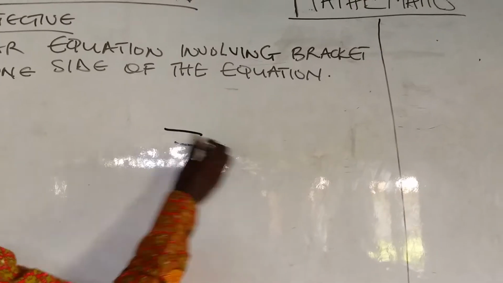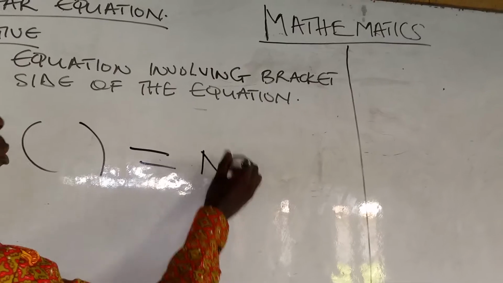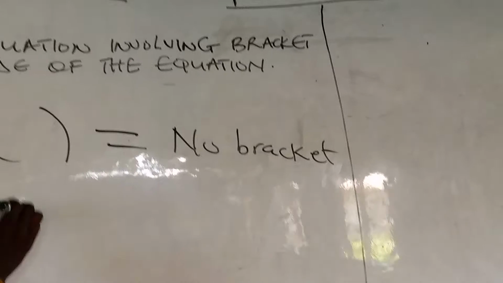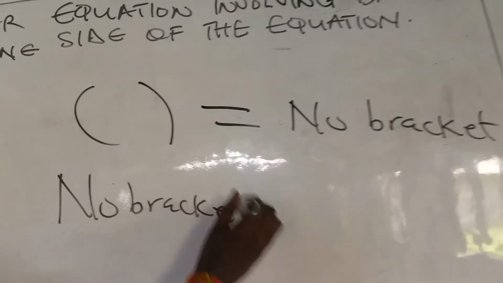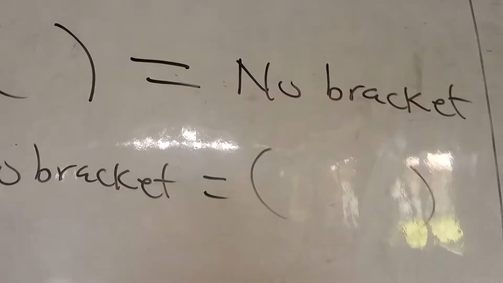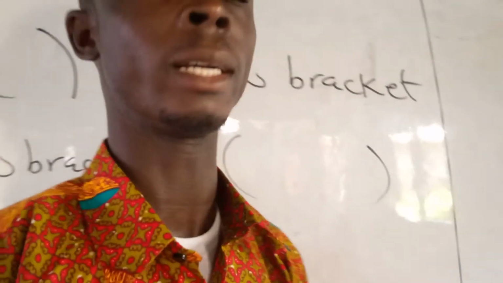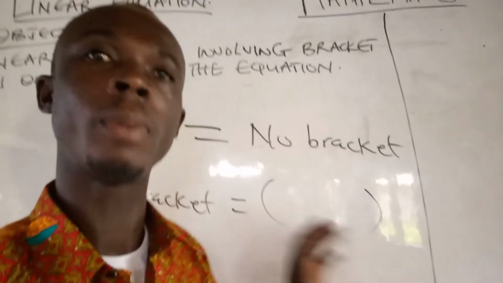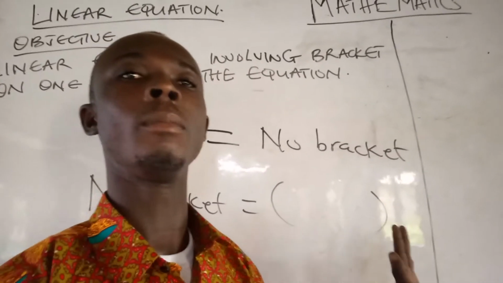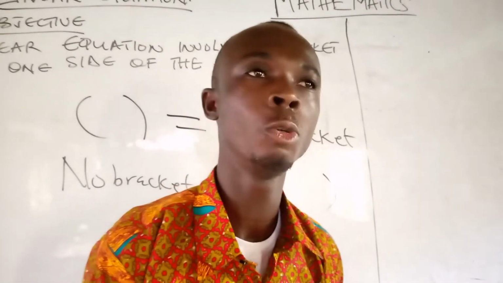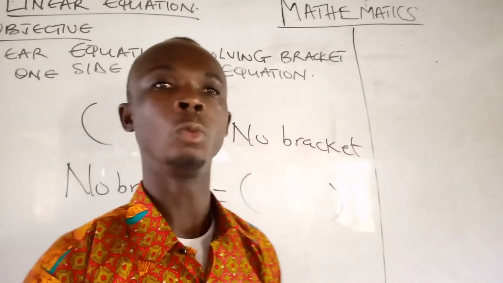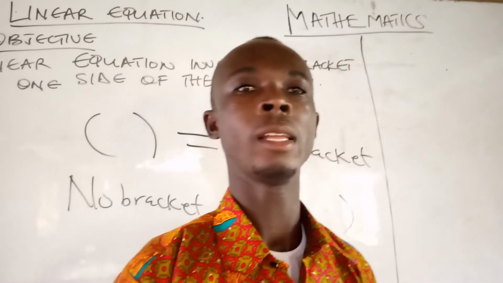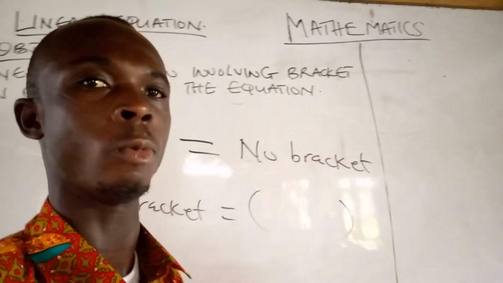Linear equation involving bracket on one side. If you see bracket here, this means there will be no bracket at this part. If there is no bracket here, this means there will be a bracket here. And always for linear equation involving bracket, we eliminate the bracket by multiplying the number outside by the numbers in the bracket. And once you have eliminated the bracket, you group your like terms and you solve for your variable in the question. Let us take our first example.